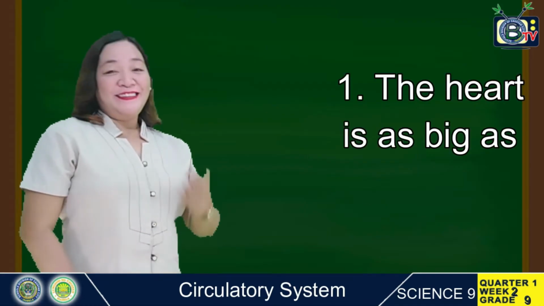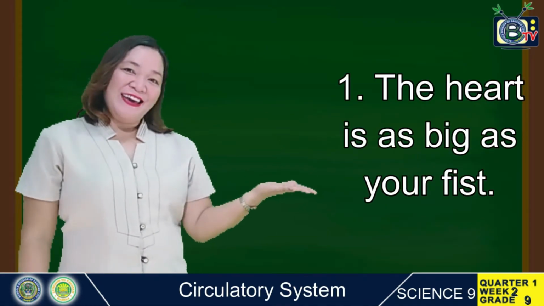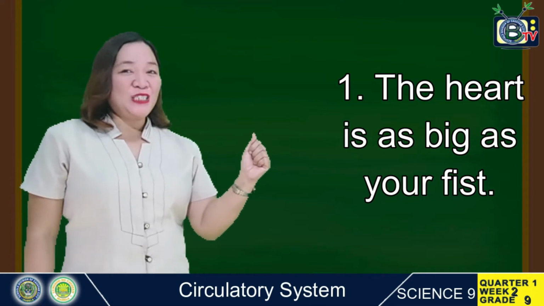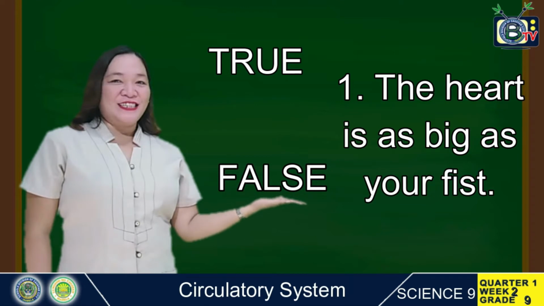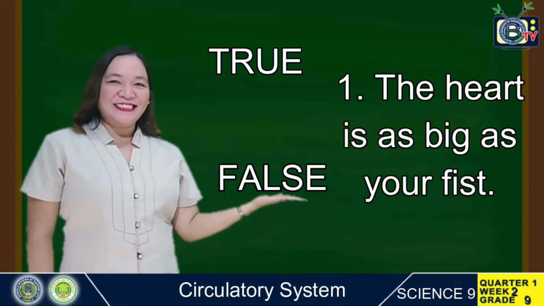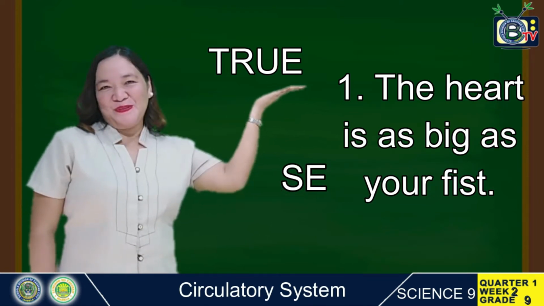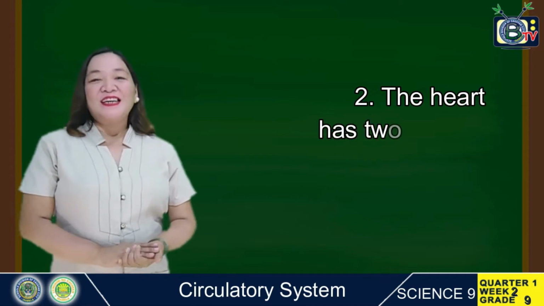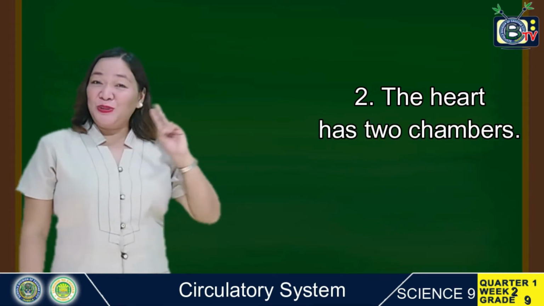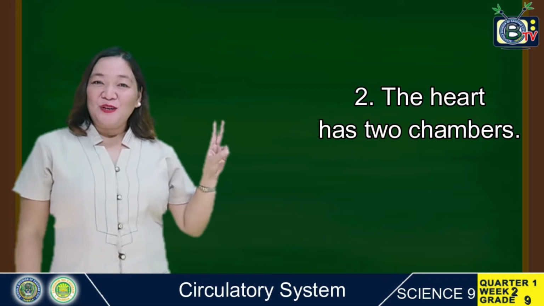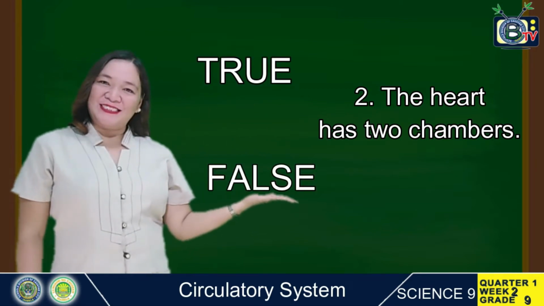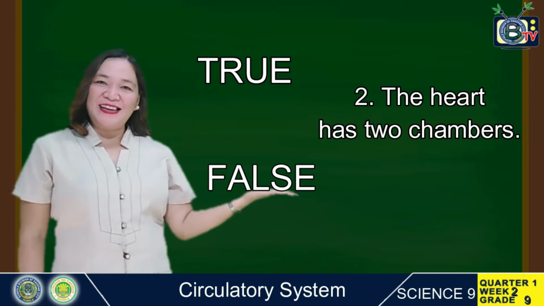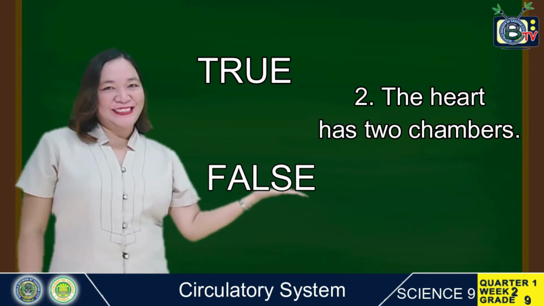Before we proceed to the lesson, let's answer true or false. Number 1, the heart is as big as your fist. What's your answer? True or false? So the correct answer is true. Number 2, the heart has 2 chambers. What's your answer? True or false? And the correct answer is false.